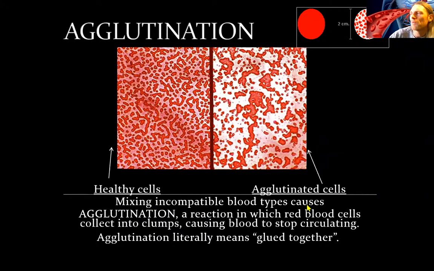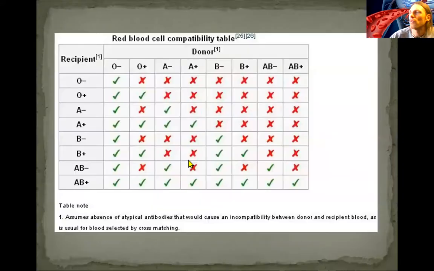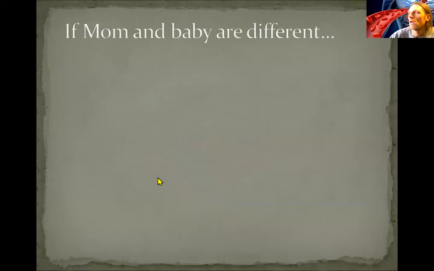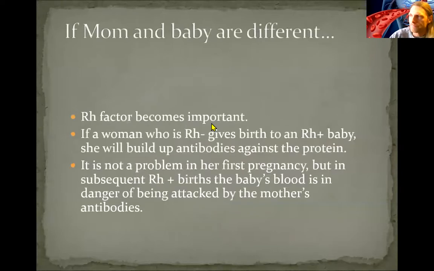Mixing incompatible blood types causes agglutination. It's a reaction where the blood cells collect into clumps, causing the blood to stop circulation. And that's basically the reason why you die, because the antibodies start attacking, start destroying, start to clot together, and you get like an immune shock. If you do a wrong blood transfusion, it's usually very, very bad news for the patient. Okay, there's very little you can do.